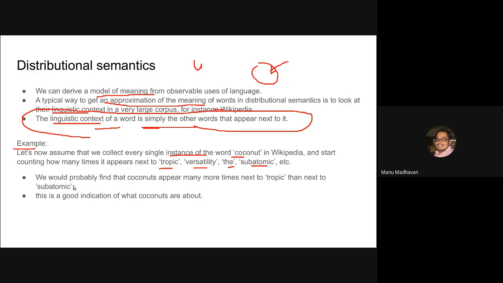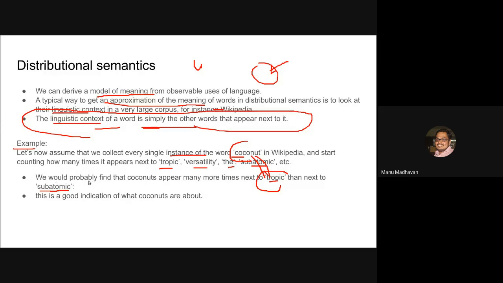If we do this experiment on a real Wikipedia set, we will find that the word coconut appears many more times next to tropic than subatomic, because subatomic comes from a different domain, while tropical is very close to coconut, because the tropical landscape is very favorable for coconut. So you can see that coconut co-occurs more with tropic than subatomic.